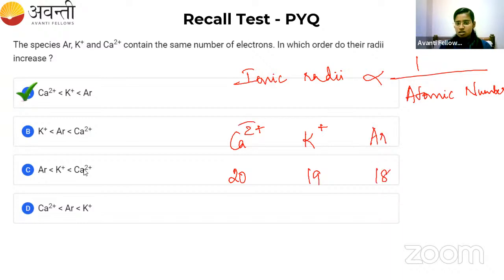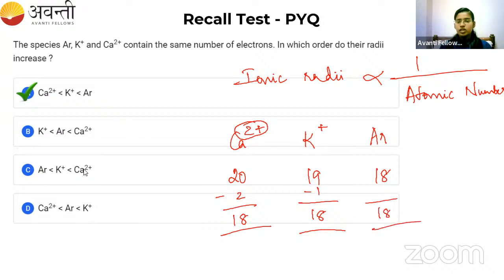Calcium has lost 2 electrons, so 20 minus 2 will be 18. Potassium has lost 1 electron, so 19 minus 1 is 18. And argon is in the zero state only. So the total number of electrons will be 18. All the three have the same number of electrons, so that's why we call them isoelectronic species. Now the one which has the lowest atomic number will have the largest ionic radii. So that's why argon, then potassium, then calcium. Okay. So option A is the correct answer.